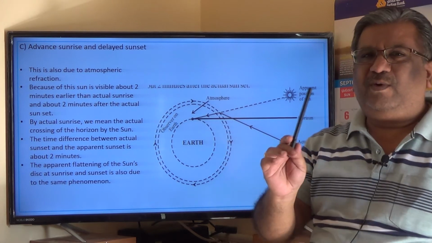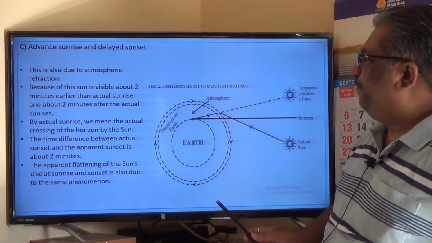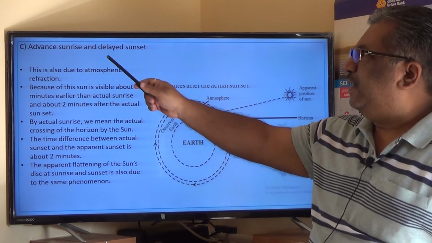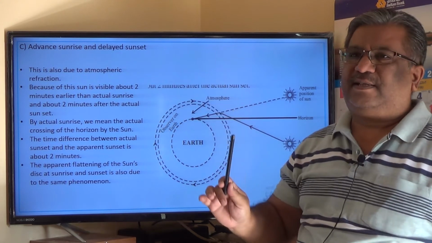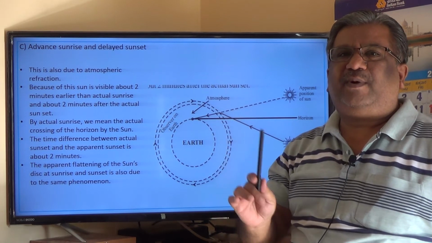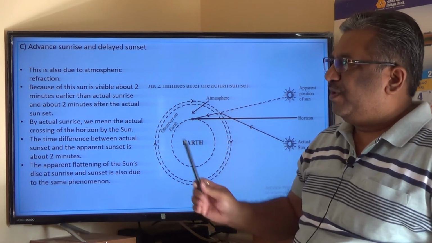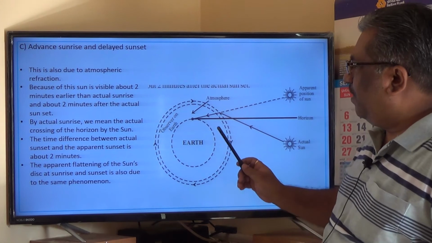See, here only 2 points we'll understand: advanced sunrise and delayed sunset. It is due to atmospheric refraction. First point. Second, what is this? What is that it happens?